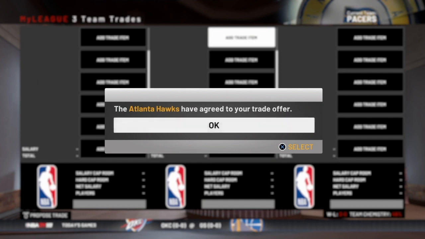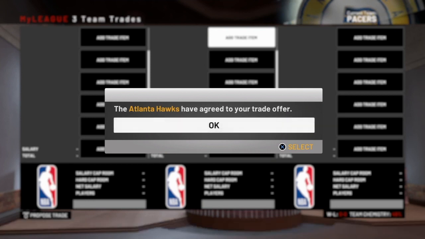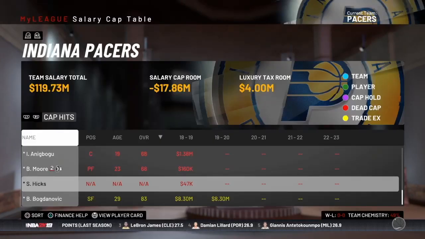They've agreed to our trade offer. So now Bogdanovich is on the Hawks and Collins is on the Pacers. And now if we look at our salary cap table for the Pacers, you can see at the very bottom here it says Bogdanovich, and there's an $8.3 million amount in yellow, which means it's a trade exception. And you'll see it's listed twice, both in 18 and 19, and 19 and 20.